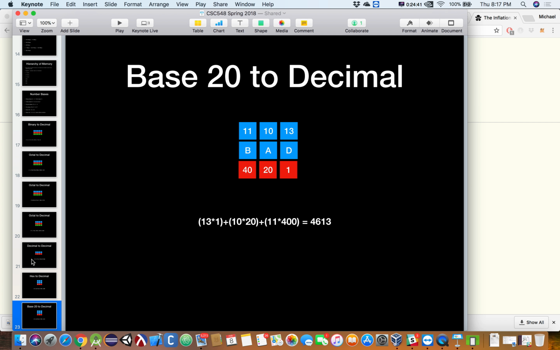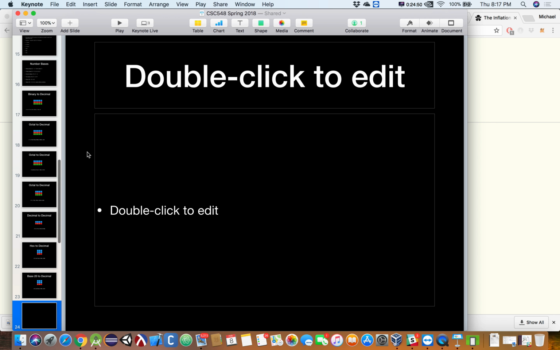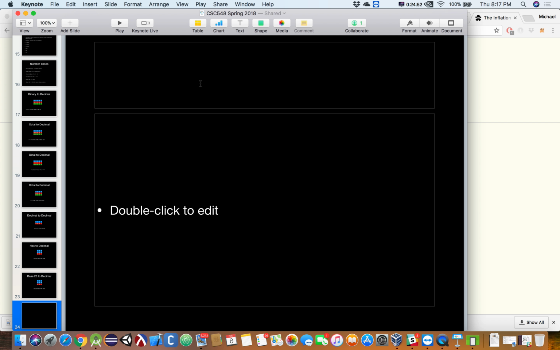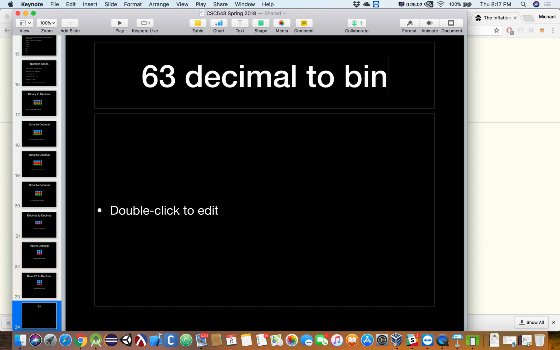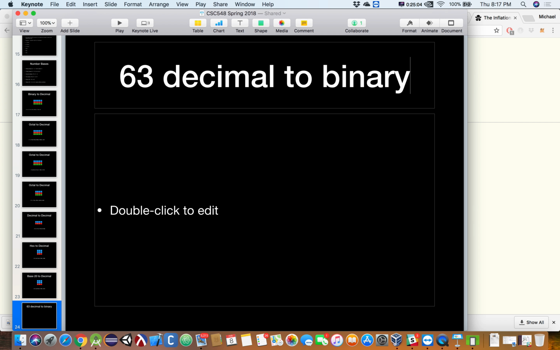Now let's go the other direction. I want to go from decimal to one of these bases. So let's say that I want to convert the decimal number, don't know, let's do 63 decimal to binary. All right, so to convert a decimal number into another base, what we use, how many of you remember long division?